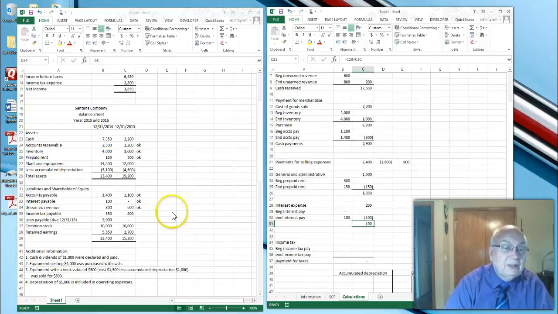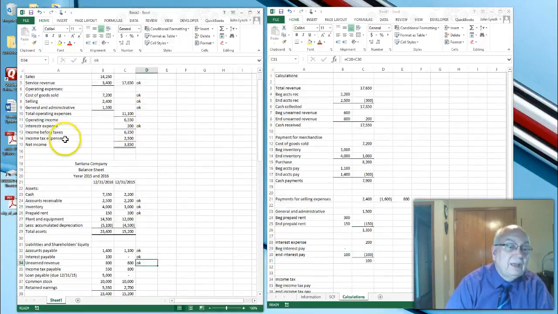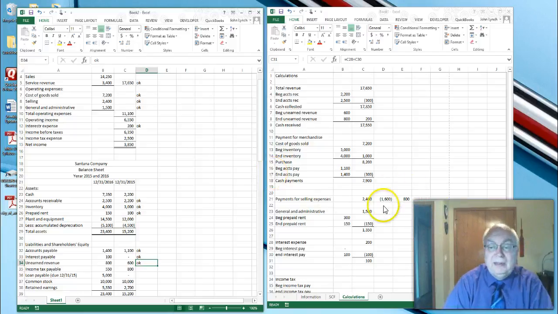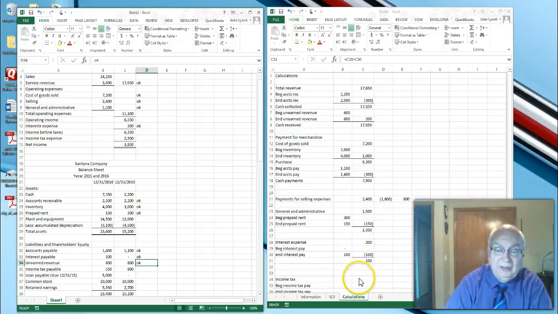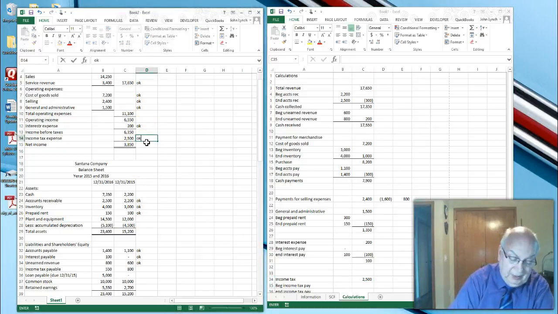Income taxes, that's the next one on the income statement, because everything else has been accounted for except for the income tax. Now keep in mind, this 1,600 is the depreciation expense. That did not require cash. What we're looking for is cash payments only. That's why we subtract it off. The income tax was 2,500, I believe. Yeah, there it is. So that's okay.